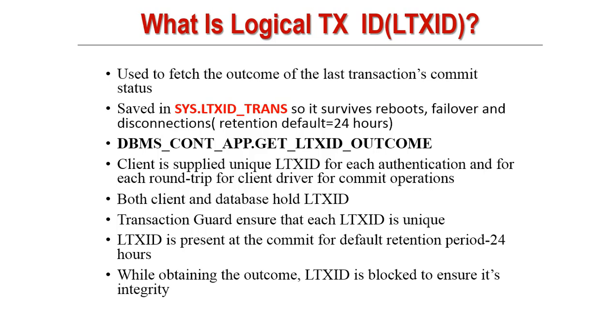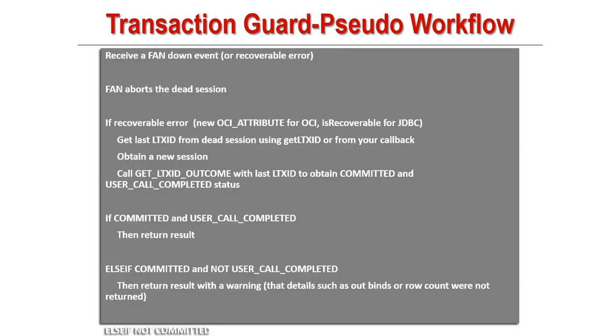Once Transaction Guard is set up, we can use it in a number of ways through the system, through the particular package. We have to grant execute privilege on this package to the users. We need to set a couple of parameters: commit outcome to be true, failover type to be transaction, and for how long we want the transaction to be present, which is the retention timeout.